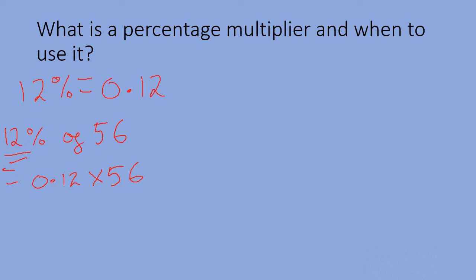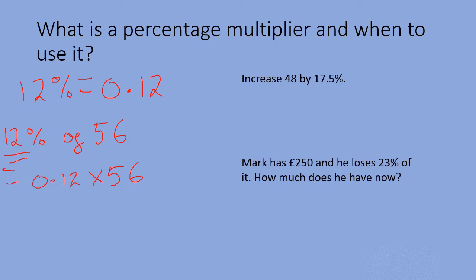Let's just have a quick look at two questions that you might see this kind of thing in. Increase 48 by 17.5%. We're going to use a percentage multiplier to answer that question later on. And the other one: Mark has £250, he loses 23% of it, how much does he have now? Another question that can be answered with a decimal multiplier. Let's have a quick look at how we find the decimal multiplier.